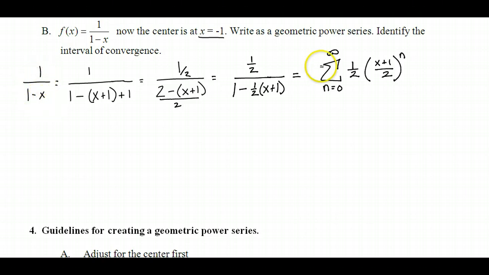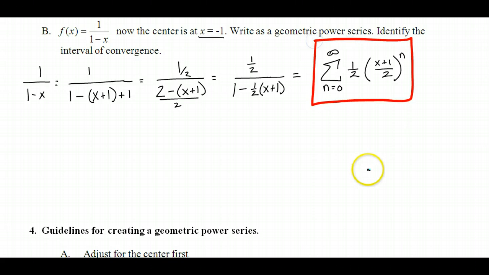So I started off with 1 divided by 1 minus x. We've altered our center, and if we look back over here now, we know that we are centered at -1. That comes from section 8. My first term I can identify right away, but here is our geometric power series.